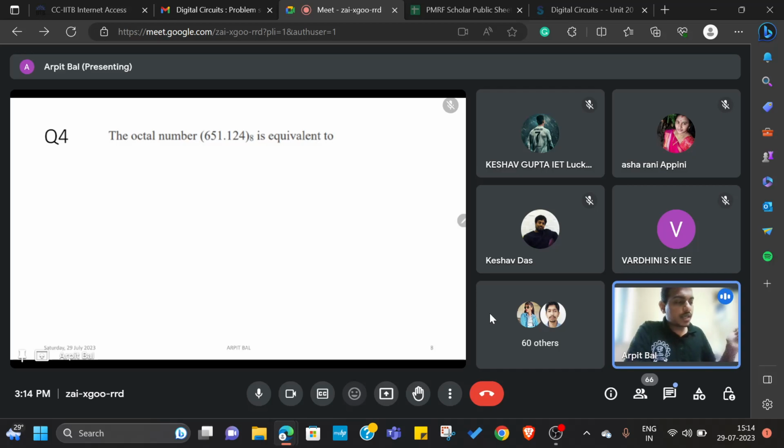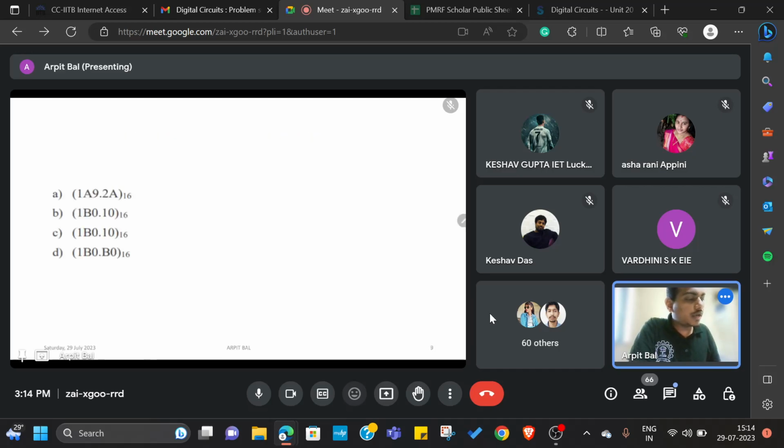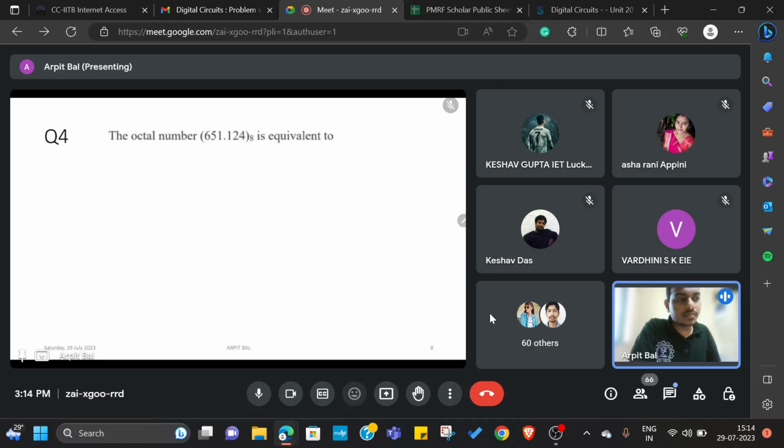Okay, so the next thing is we are given a number and we have to find its hexadecimal representation. This is the octal number that is given to us, and we have to find the hexadecimal representation.